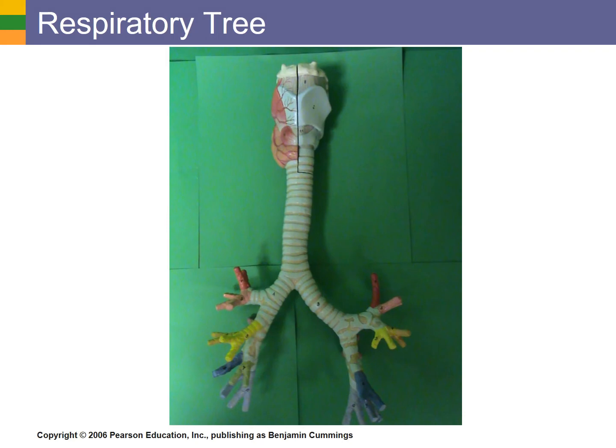Let us now identify structures of the respiratory tree on the respiratory tree model. Here we have the trachea. The trachea divides into a right and left primary bronchus. The primary bronchus divides into secondary bronchi, and the secondary bronchi divide into tertiary bronchi. I want to stress that there are no bronchioles on this model, so please do not identify anything on this model as bronchioles. We only have bronchi.